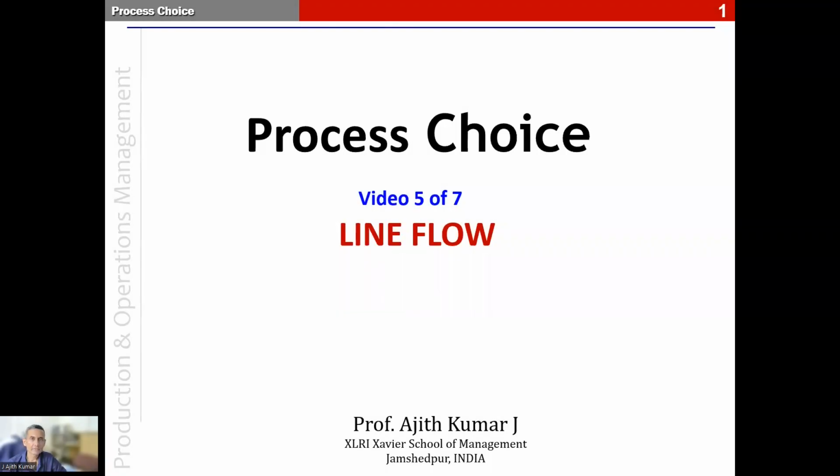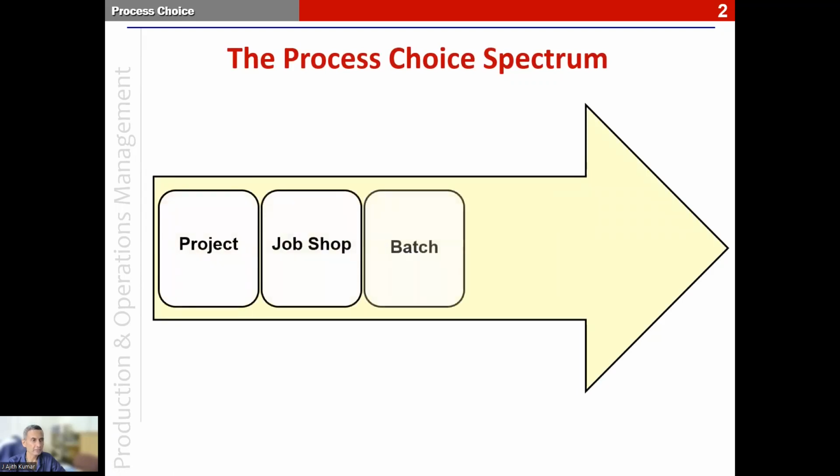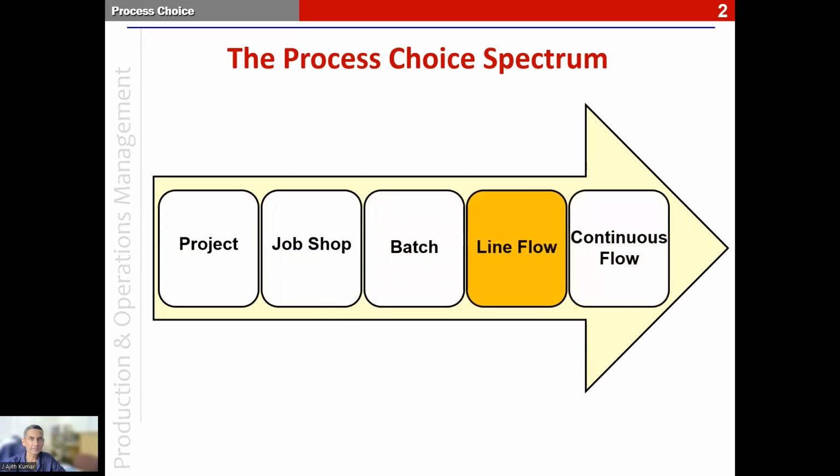This is the fifth of 7 videos on process choice. In this video, we look at the line flow process. Line flow process is the fourth from the left or the second from the right on the process choice spectrum. It's the second last among the 5 processes on the process choice spectrum.